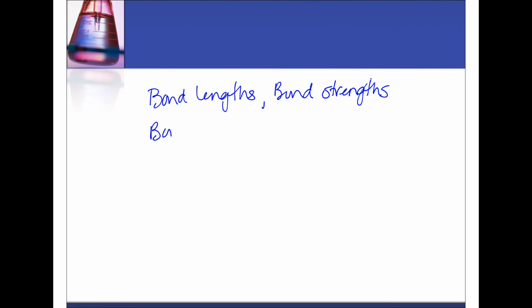Okay, so in this little mini lecture, what we did is we looked at bond lengths, we looked at bond strengths, and we looked at bond energies, and we used that information to find the delta H of a reaction.